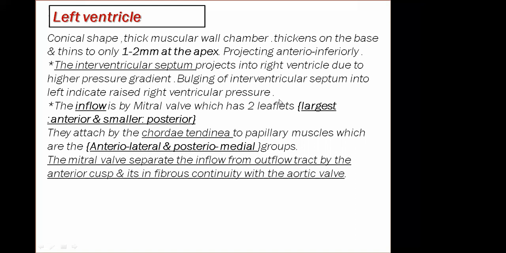The inflow has leaflets, the largest anterior and a smaller posterior. They attach by the chordae tendineae in anterolateral and posteromedial groups. The mitral valve separates the inflow from the outflow tract by the anterior cusp, and it is in fibrous continuity with the aortic valve.